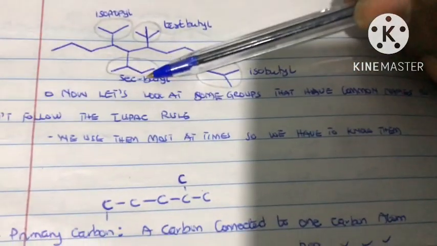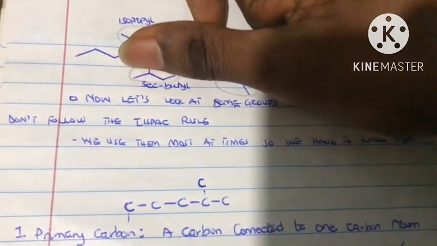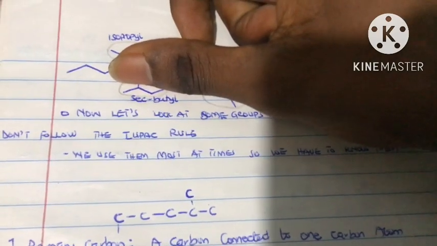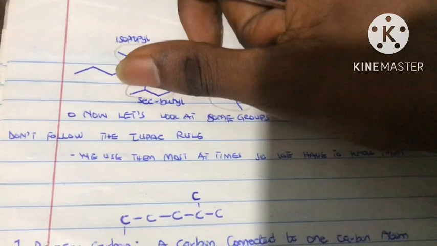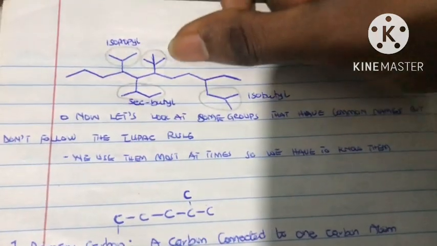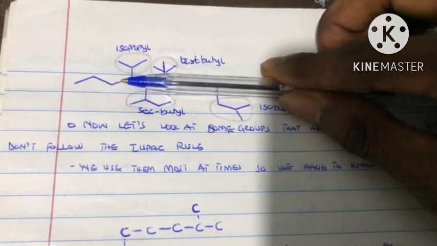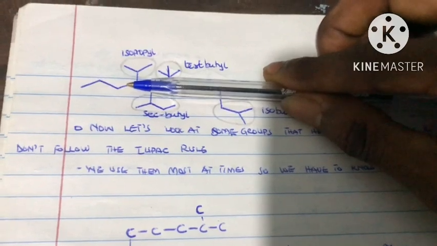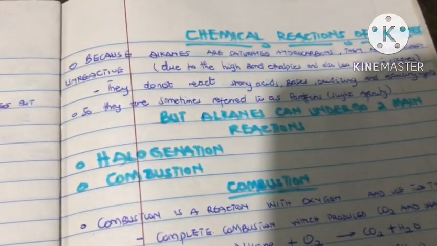So let's take a look at these two. When you cover this, you can see that the carbon that is connected to the long chain is a secondary carbon because it's connected to 2 carbons, and that's why we call it sec-butyl. The same applies to the tert-butyl, because the carbon connected to the main chain is connected to 3 carbons, which is 1, 2, 3. You understand? Yes.